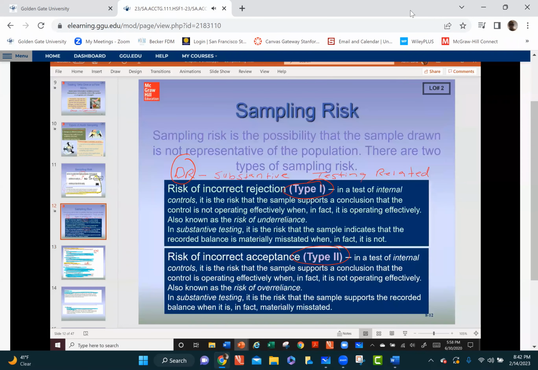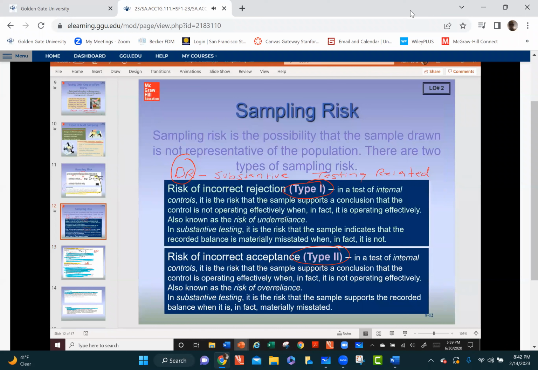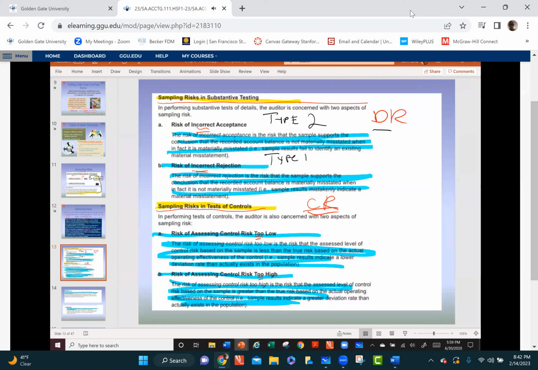Risk of incorrect acceptance, right, from that previous slide, is going to be called a type 2. We spell type, T-Y-P-E, type 2. And then risk of incorrect rejection is going to be called type 1. Okay, type 2, type 1 risk. Let me make sure I was consistent there, right? Okay, good. Now, what is the risk of incorrect acceptance?